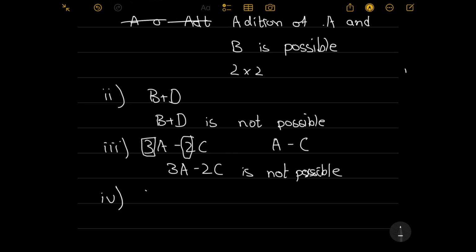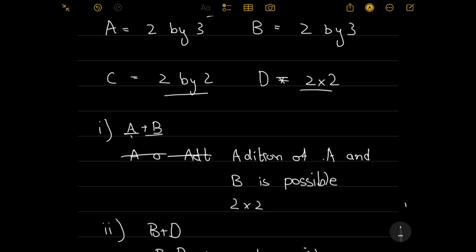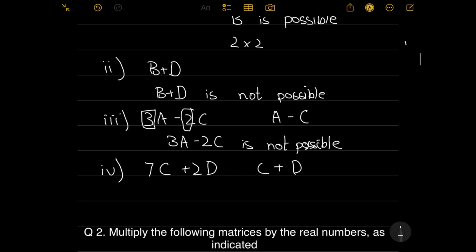Let's move to part 4. Part 4 is 7C plus 2D. The similar thing we're going to do here, just to get rid of these 7s and 2s, it would be C plus D. So C is a square matrix and D is also a square matrix. So this is also possible. So 7C plus 2D is possible, and the resultant matrix would also be a square matrix. So here our question number 1 reaches an end.